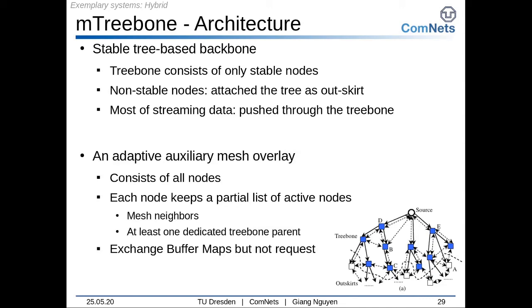First of all, the mesh will consist of all the nodes. The reason is that any peer, stable or unstable, will have more than one connection, and therefore the connectivity will be maintained. And then all of them will also exchange the buffer maps, even though they do not use the buffer map information to request the video packets right away, but only as a backup. I will explain more about this later.